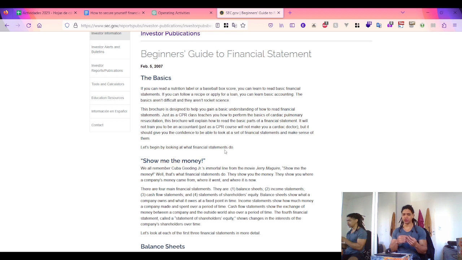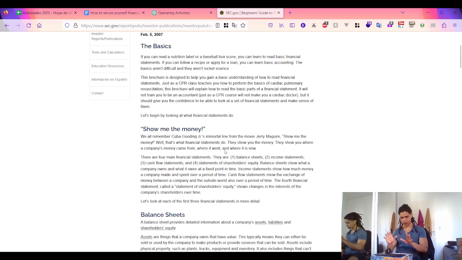If you're able to read nutritional labels or a baseball or soccer box score, you can learn to read the basic parts of a financial statement. And if you can follow a recipe or apply for a loan, you can learn to read the basics of accounting. And the basics are not difficult. They are not rocket science. After all, financial statements show you the money, period.